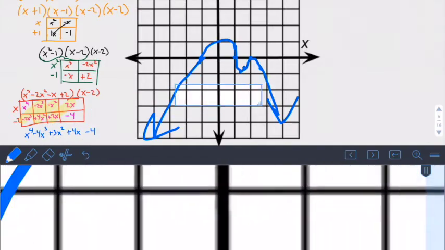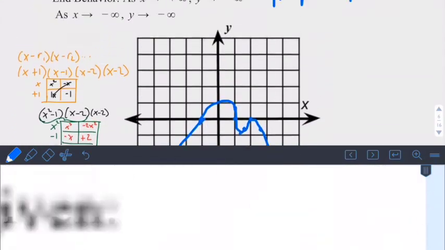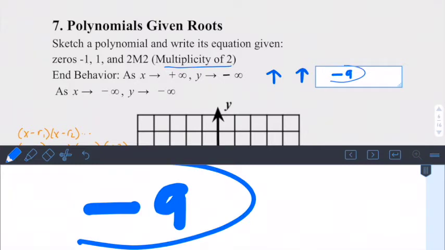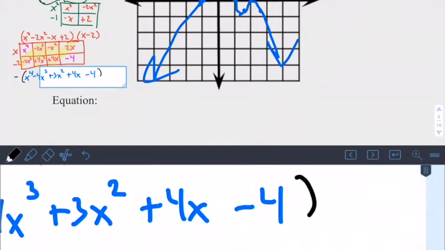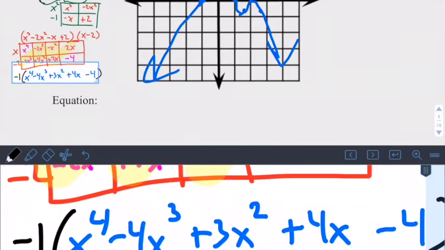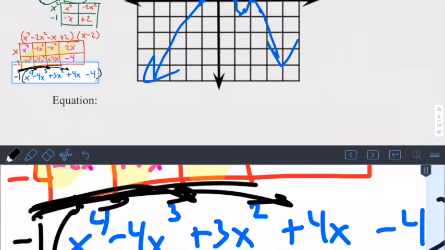And then remember that end behavior. Because it's both going down, it was flipped. We need that negative a value. So I'm going to multiply my entire thing by negative 1. And I'm going to distribute that all the way through. It's just going to change all of my signs.